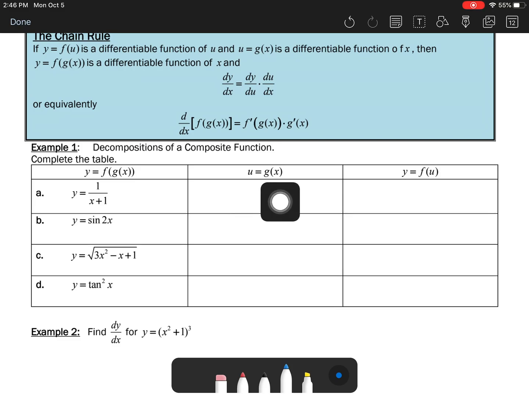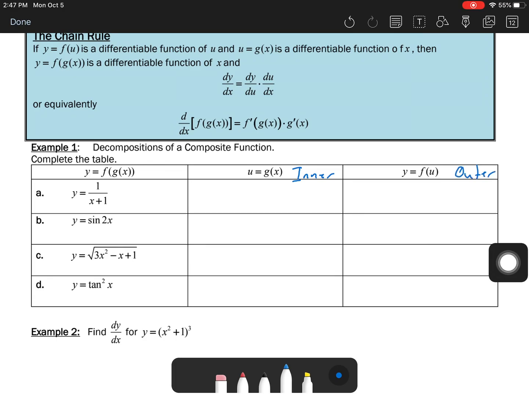So what we're going to do here is just identify what would be considered our inner function here, the u piece. So they're calling that the g of x, which is kind of that inner part. So this would be like our inner function. And then the f of that expression is going to be the outer. That would be our outer piece.